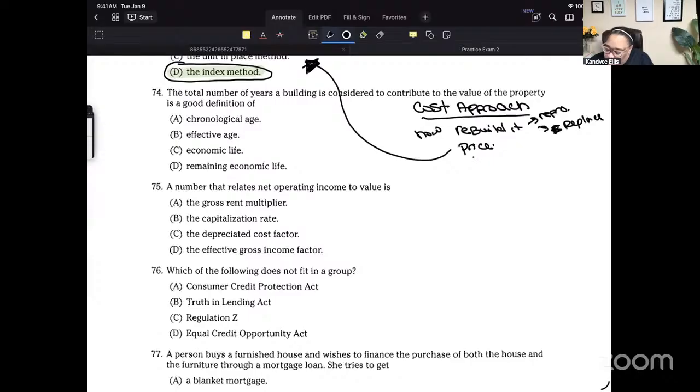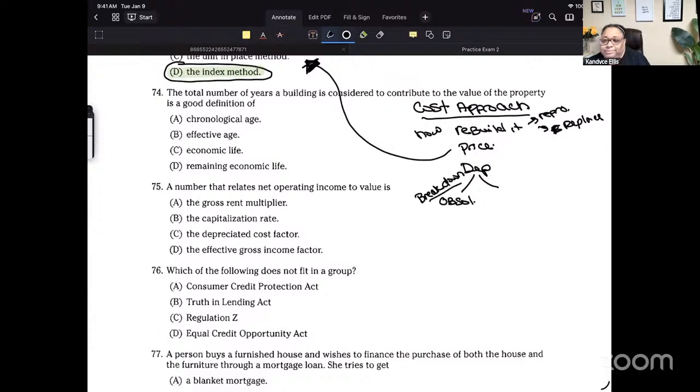Then you've got to depreciate it. And we have two ways of depreciating it. You've got the way where we do the obsolescence. So the physical deterioration, the functional obsolescence, the economic obsolescence, which is also known as the breakdown method.